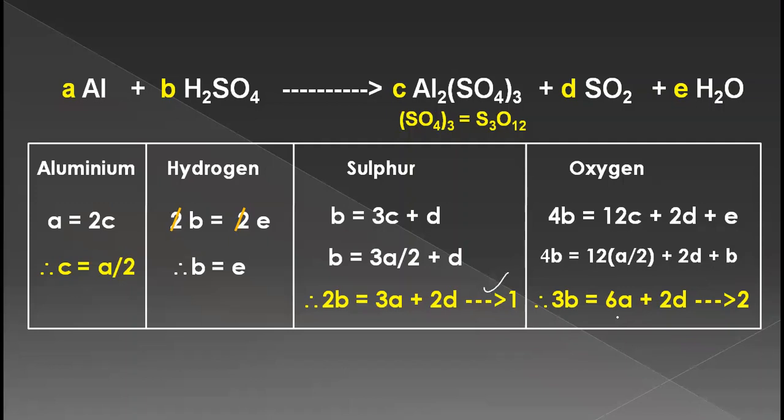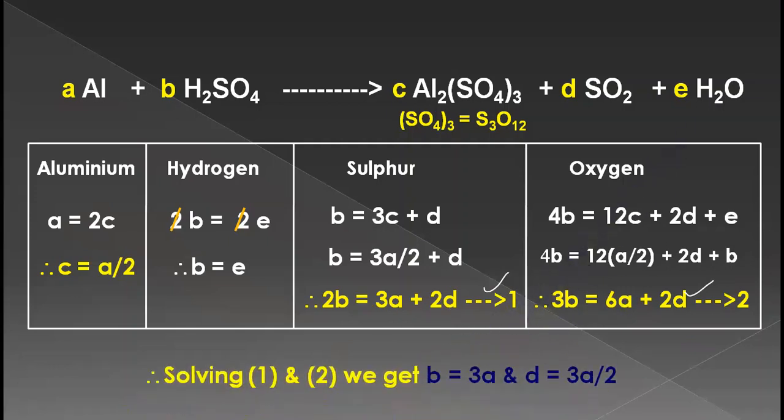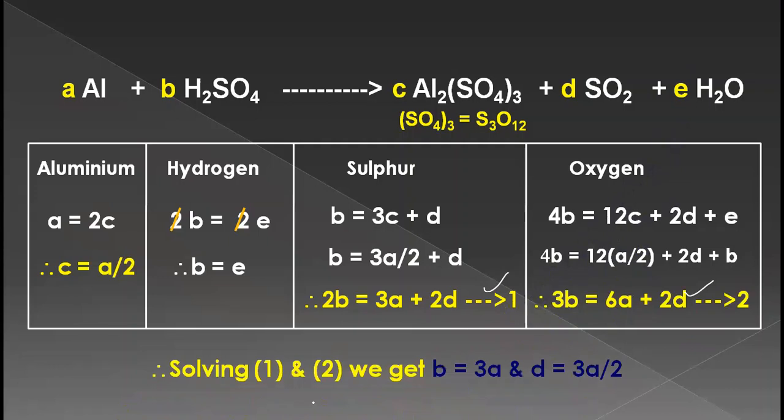Now let me solve these two equations, 1 and 2, and find what is B in terms of A, and what is D in terms of A. So solving 1 and 2, just like you would have solved linear equations in mathematics, you have to solve these two equations.